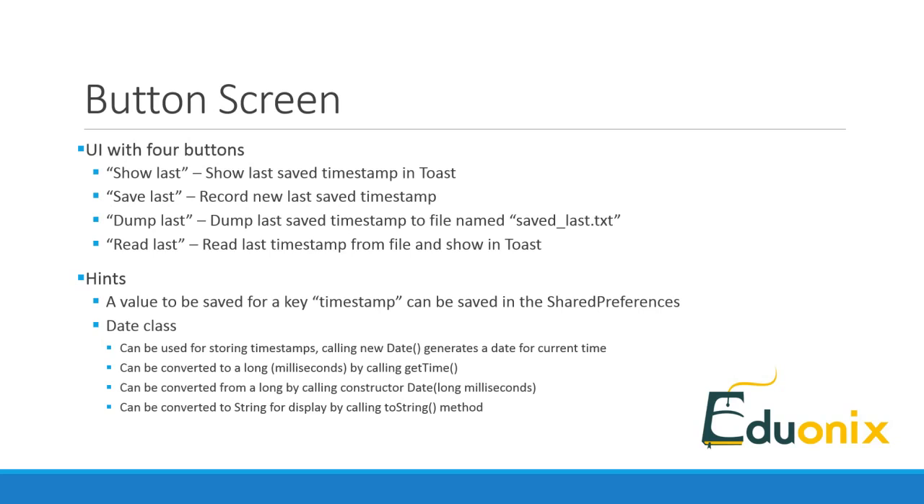The fourth and last button should read the value from the saved_last.txt file if it exists, and show that value in a toast. If the file does not exist and no value has been dumped, then no toast should be shown.